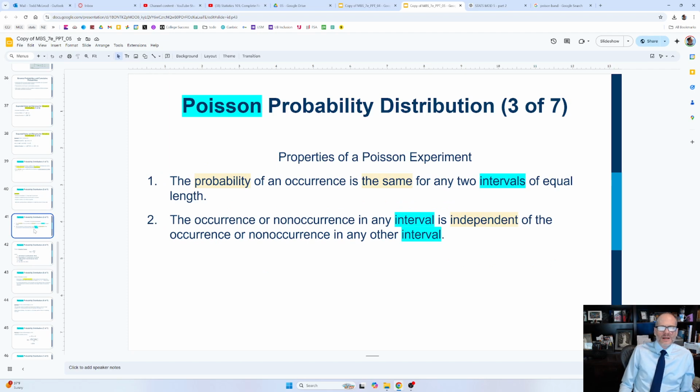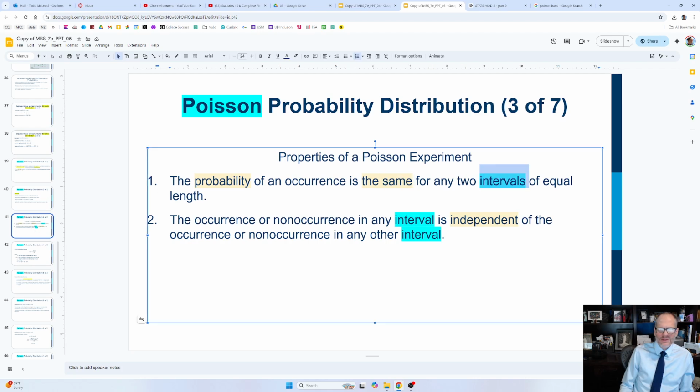So anyhow, Poisson. Properties of a Poisson experiment. The probability of an occurrence is the same for any 2 intervals of equal length. Somebody's at our house. So these are properties. The probability of an occurrence is the same for any 2 intervals. The occurrence or non-occurrence in any interval is independent of the occurrence or non-occurrence in any other interval. So you have independence, and you have the same probability that something will occur.